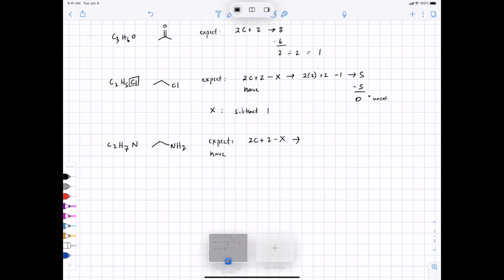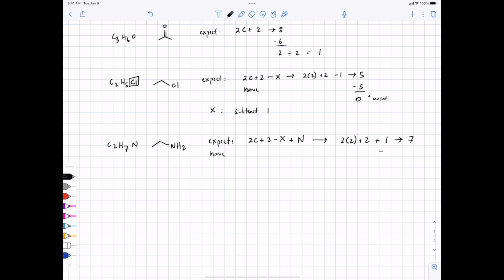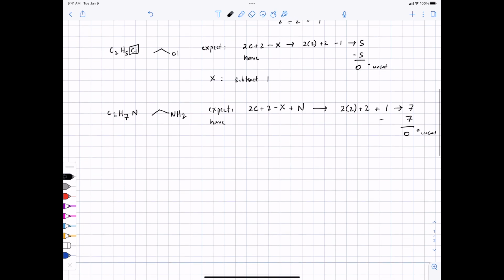So what we're going to do is we're going to expect 1 additional hydrogen for every nitrogen in a molecule, provided that there are no pi bonds or rings. So if we do this now, that's 2 times 2 plus 2. There are no halides, but there's 1 nitrogen, equals 7. 7 minus 7 is 0 degrees of unsaturation. All right? Why do we care about that? Well, you can just memorize the formula.